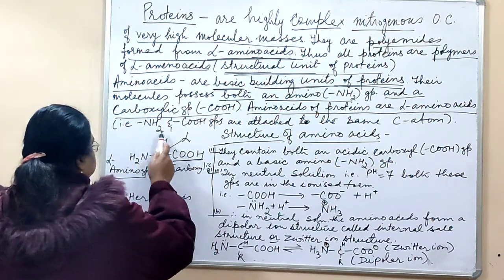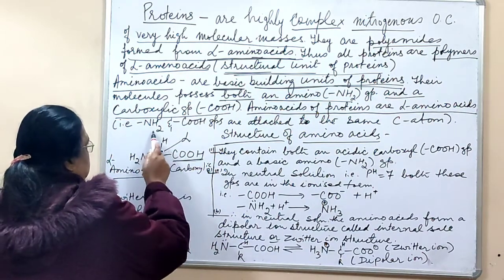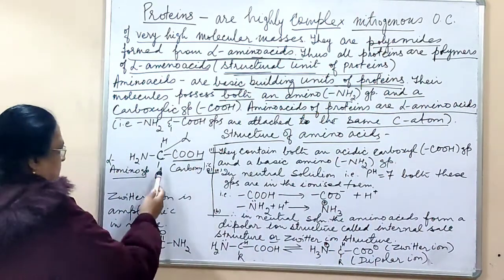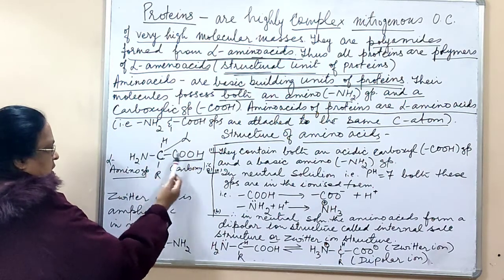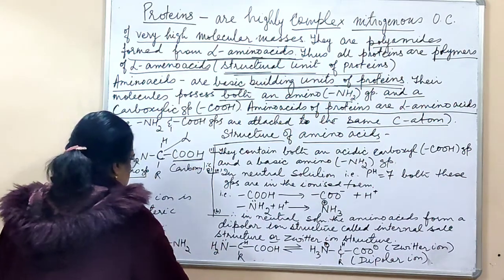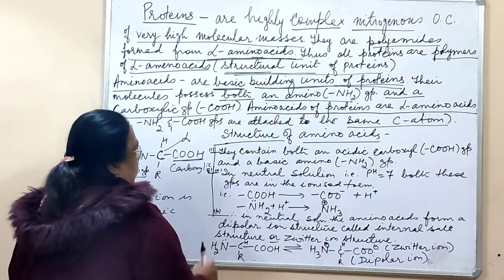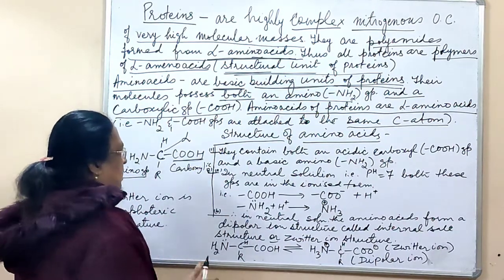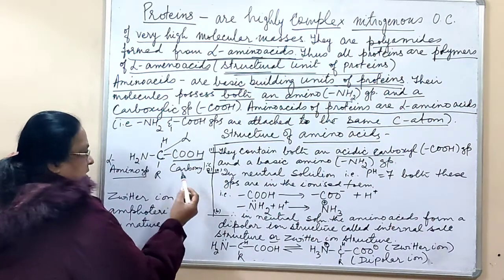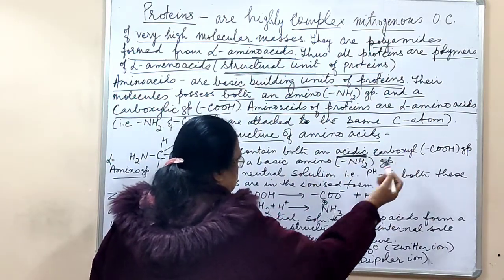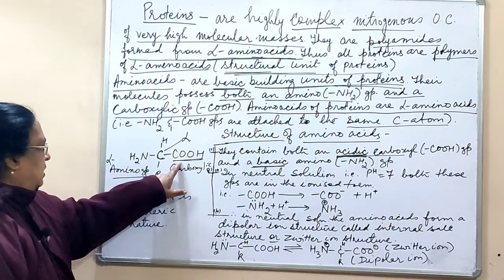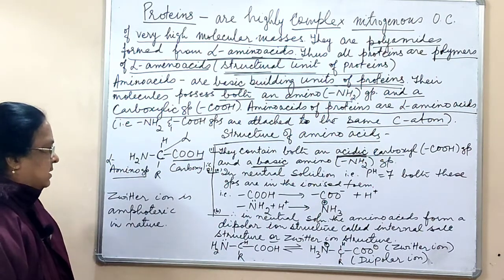Here I have written, what is the meaning? NH2 and COOH groups are attached to the same carbon. This is the carbon, the same carbon to which these two groups are attached. Okay. Then we come to the structure of amino acid. As you know, first characteristic, they contain both an acidic group. Carboxylic group is an acidic group. So they contain both an acidic carboxylic group and a basic amino group. This is the acidic part, this is the basic part. Both of them are present.